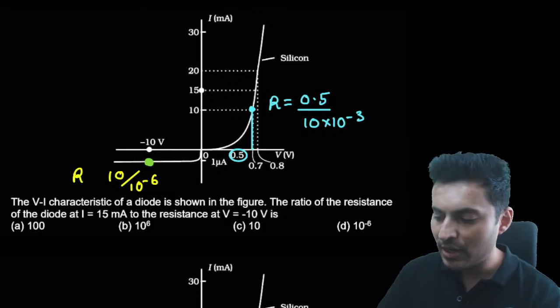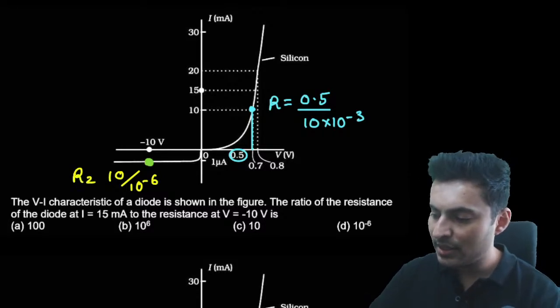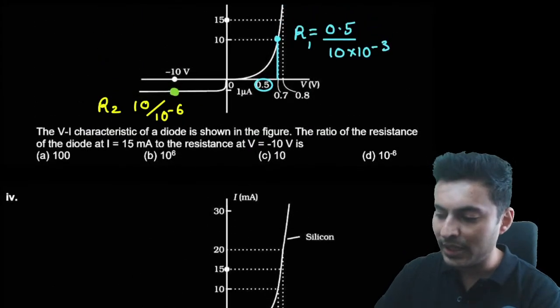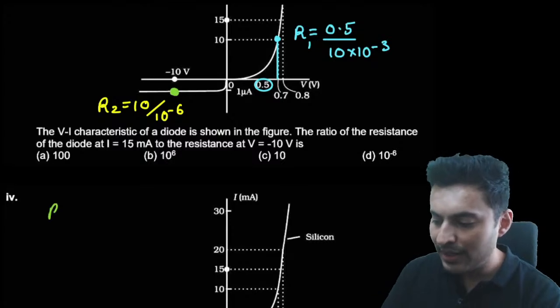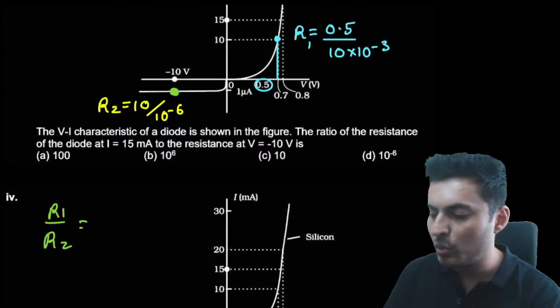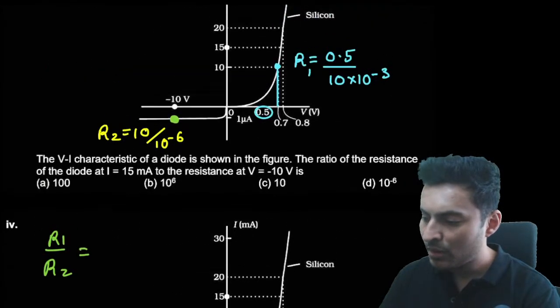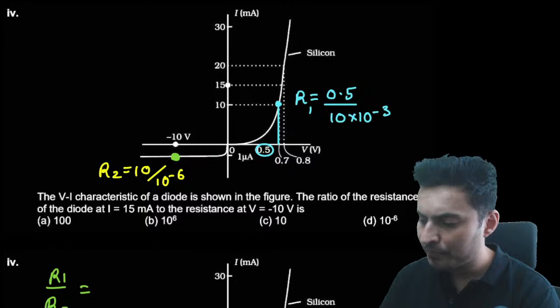So this is basically your R2 and this is basically your R1. So divide R1 with R2 and see what is the answer that you get. Divide R1 with R2 and see if you get 10 to the power minus 6. What happened to that 0.5 then?